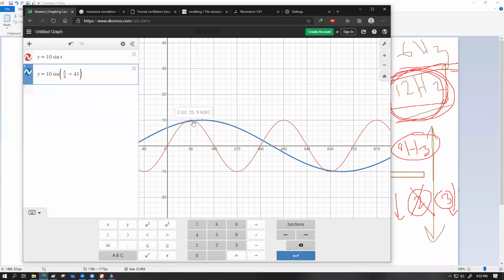This is 135. This is 90. So this is 45. Sorry, I've got to erase. Sir, how are you setting this trigonometric equation? I'm assuming that the red graph is the graph of the natural frequency of the moving object. So that's how our oscillator object wants to move, and the blue graph is the type of force that we are trying to apply.